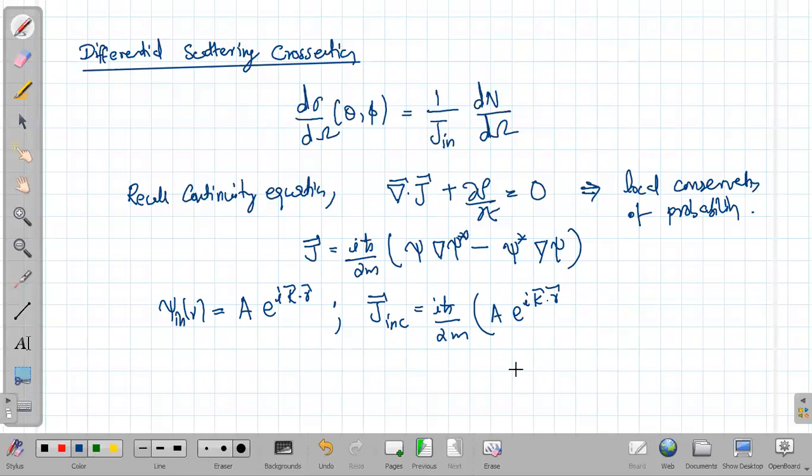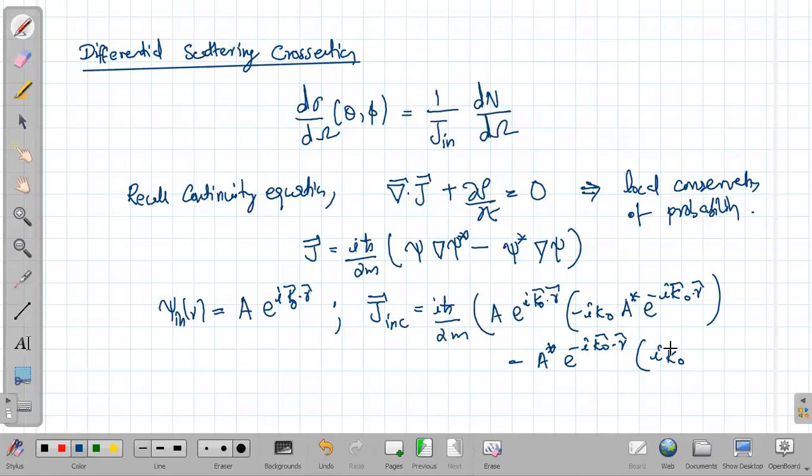Now we have to find the gradient of psi star. So psi star would become a star e raised to minus i k0 dot r, and if you differentiate it, that would become minus i k0 times a star e raised to minus i k0 dot r. So that is your del psi star, minus a star e raised to minus i k0 dot r multiplied by i k0 a e raised to i k0 dot r.